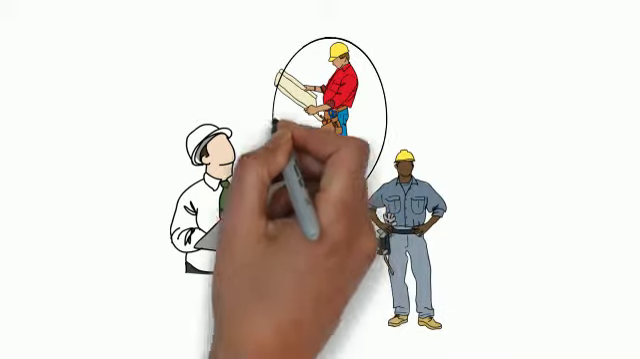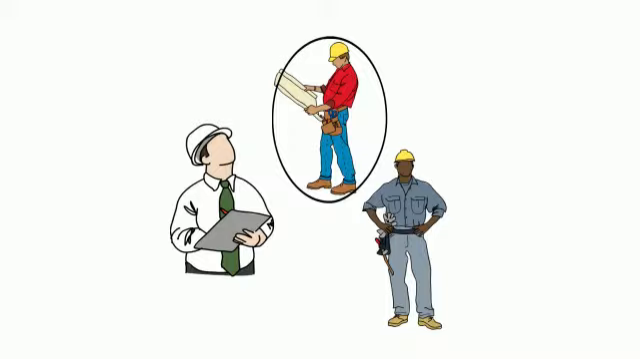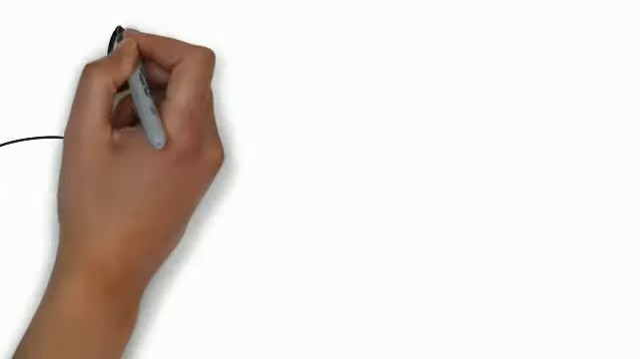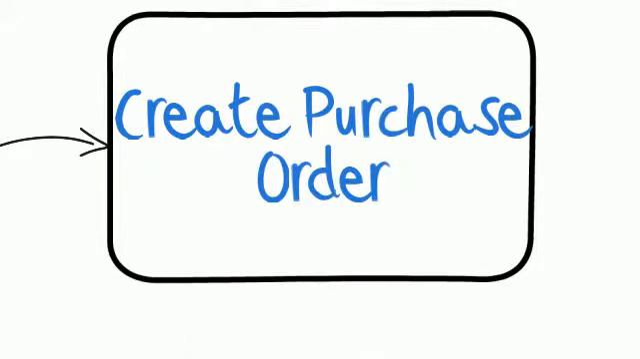Keep in mind that quotes should only be obtained by the buyer. Also, vendor qualifications must be completed prior to any work commencing. Once the source of supply is determined, the buyer converts the purchase requisition into a purchase order in SAP.